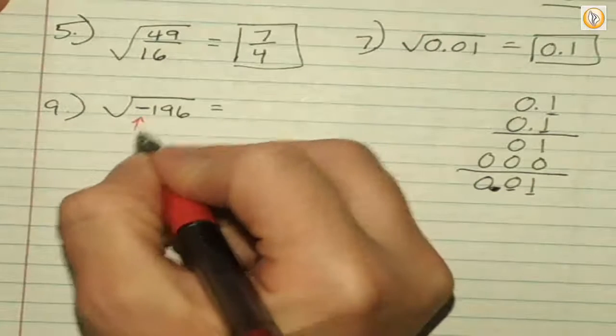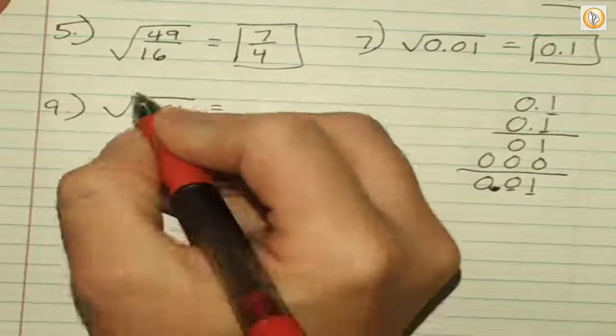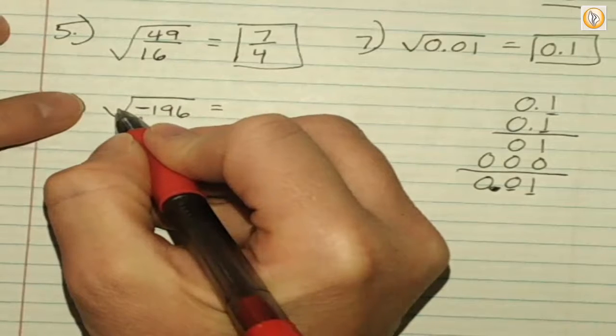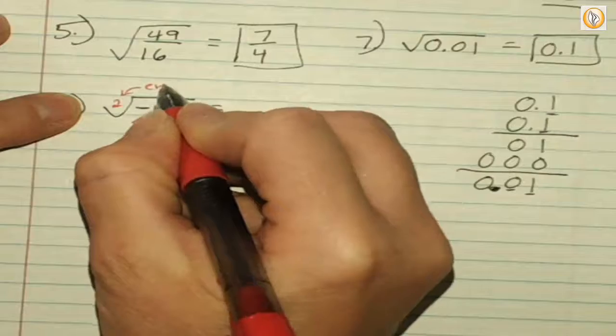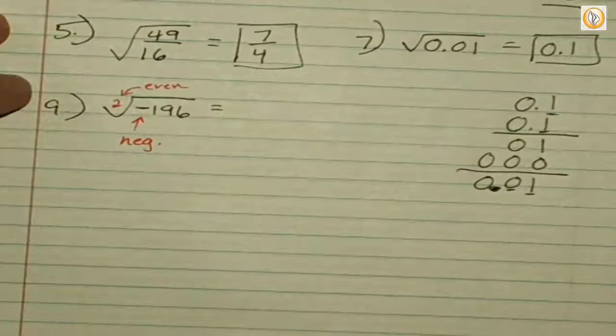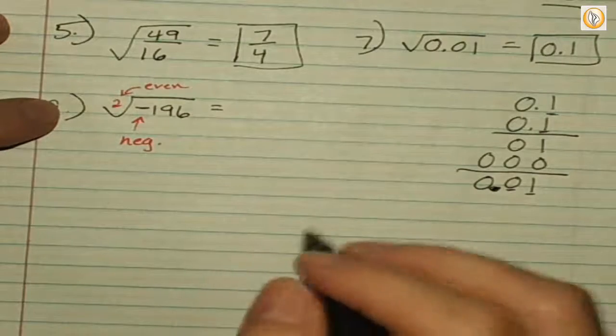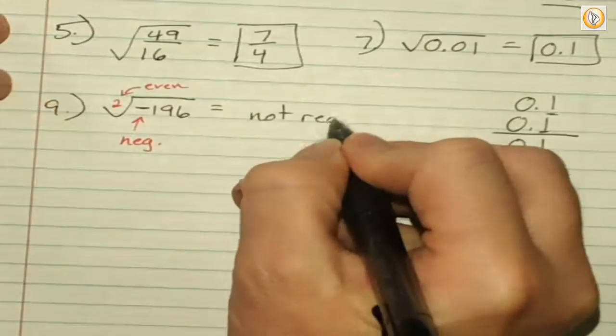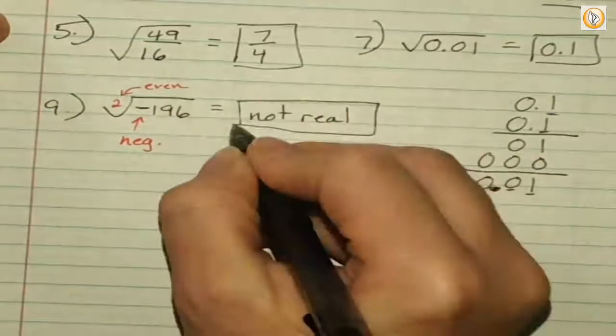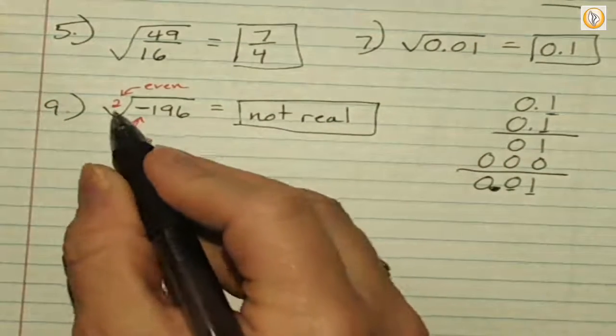The square root of negative 196 is not real because there's a negative inside. I thought that was strange when I saw it. Yeah, 13 times 13. It is not real, because there's a negative and an even root.